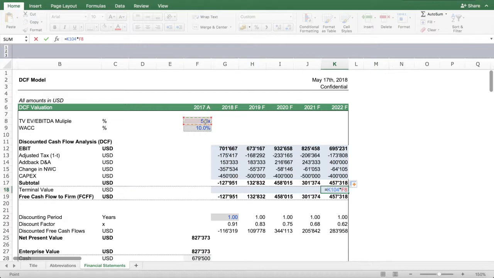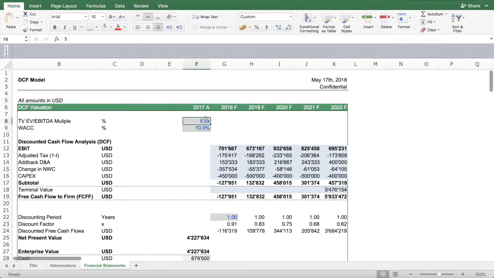So in this case, I believe it's 5 times EBITDA. This you need to research, and it depends on the company and on the industry. It basically gives you the value at the end of year 5, and which results here in the free cash flows to firm for the next 5 years.